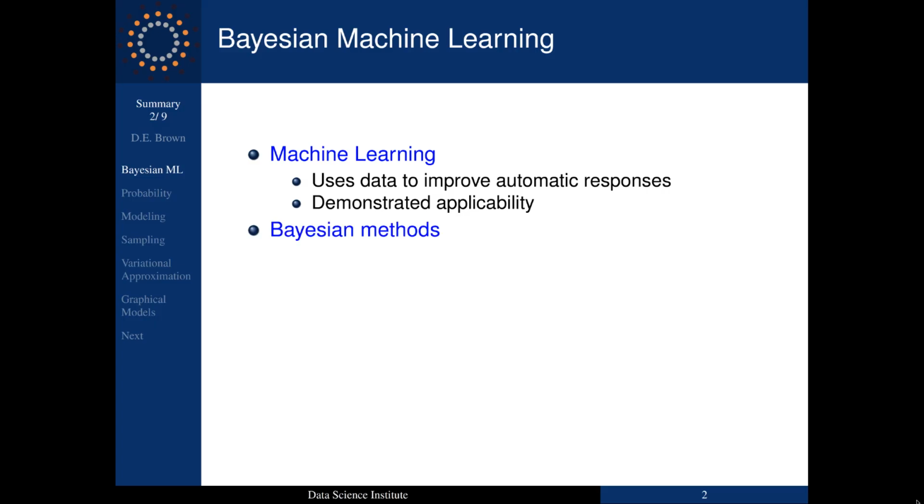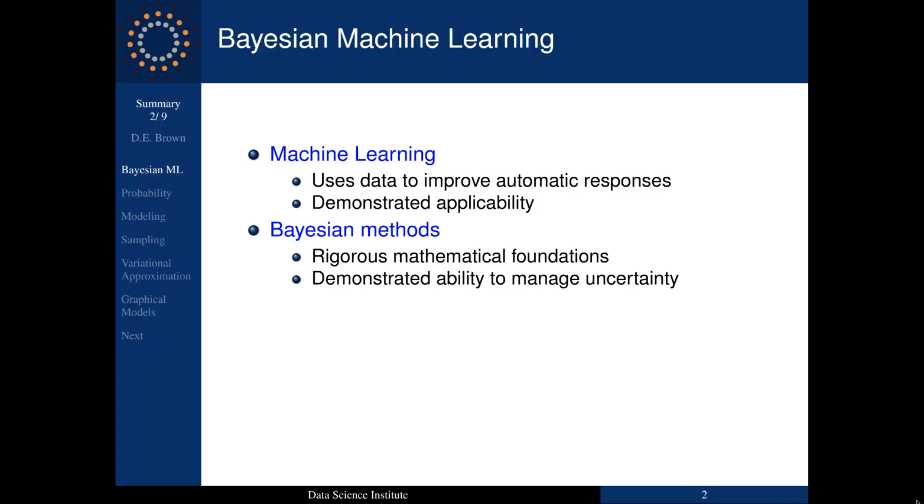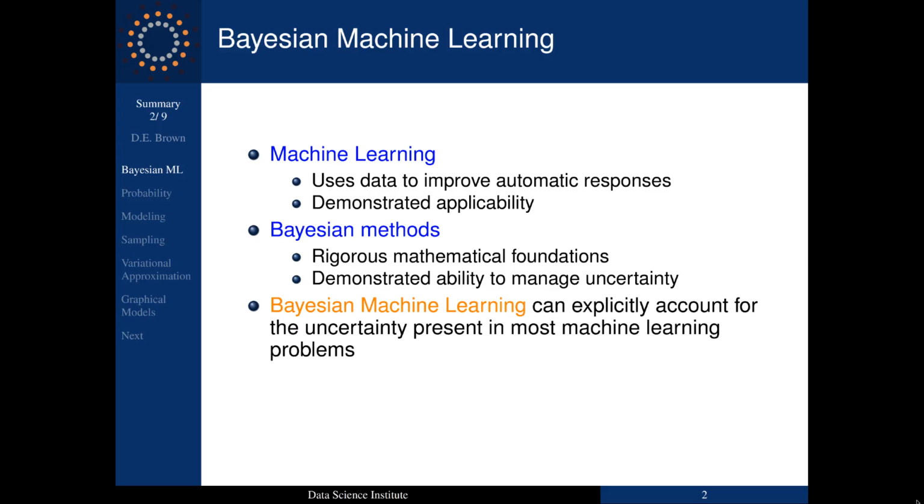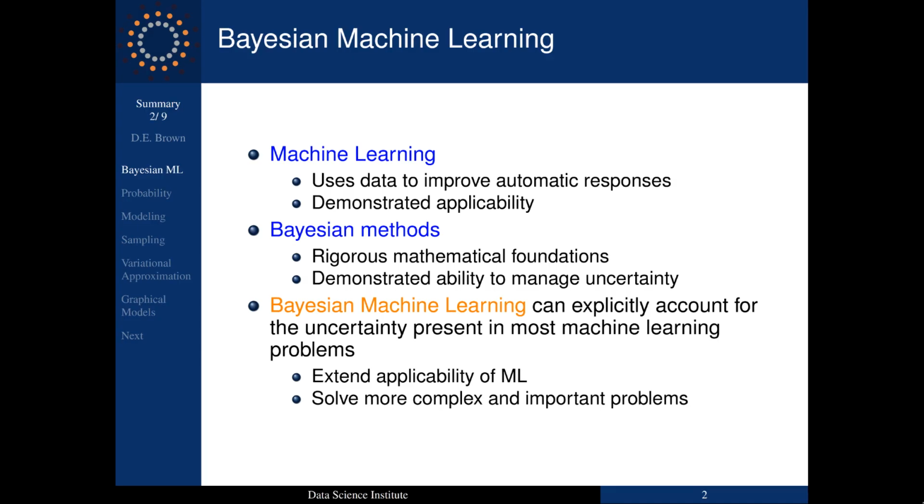Bayesian methods are rigorous mathematical techniques that have foundations in probability theory, and they have demonstrated their ability to manage uncertainty in a variety of contexts. So Bayesian machine learning then can help us to explicitly account for the uncertainty present in most machine learning problems. And this means that it will extend the applicability of machine learning problems through a wide range of domains, and it will help us solve more complex and important problems than we could before.